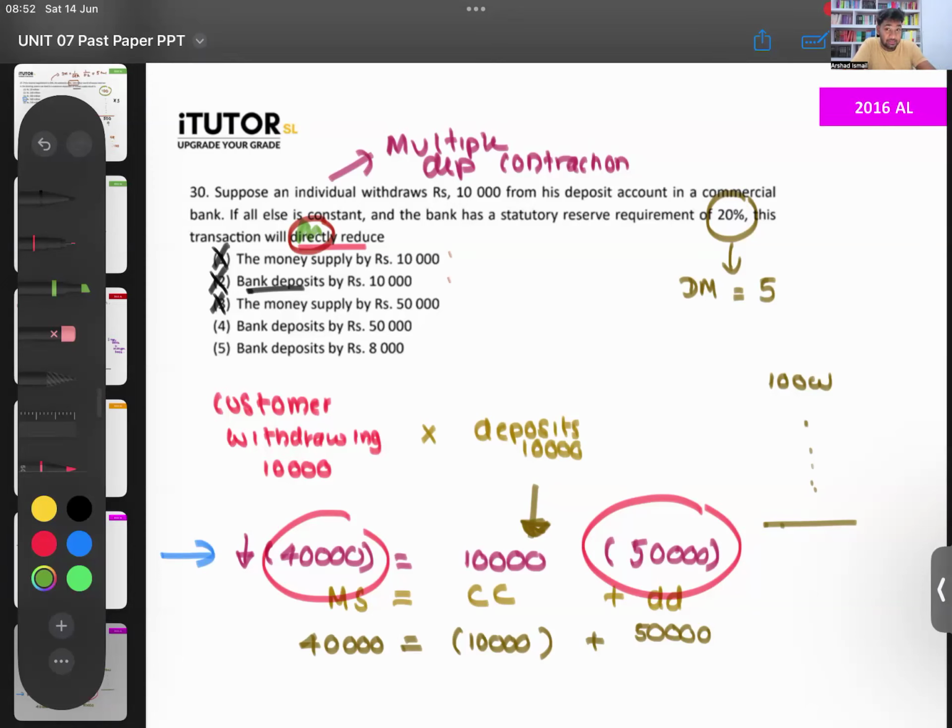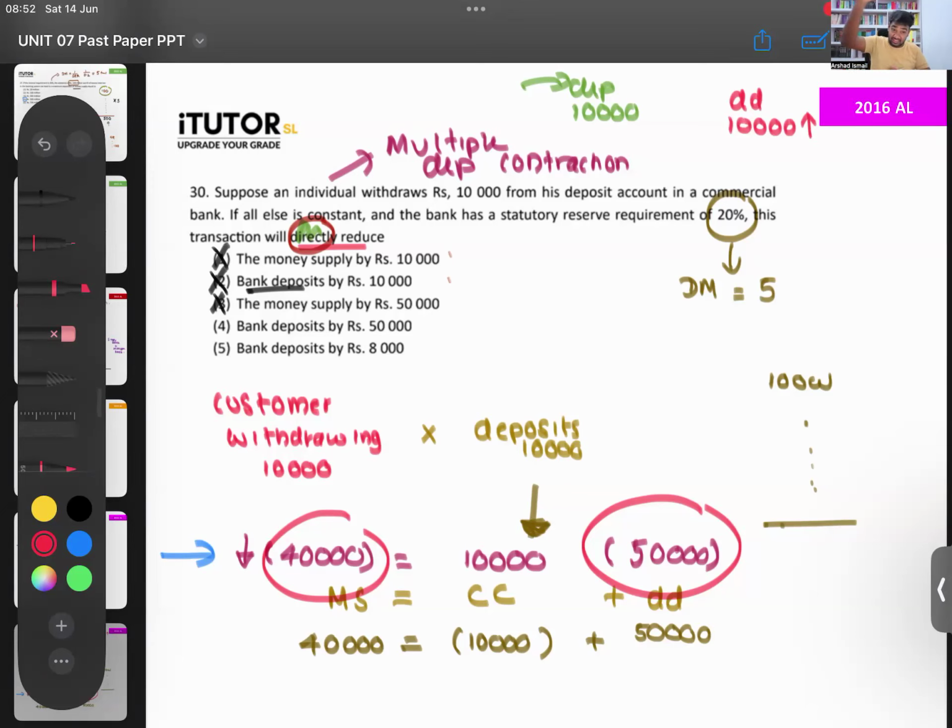Now, what I explained is the total impact. At the end of the day, that's a multiple deposit contraction. Initially, if a customer comes and withdraws, what's the direct impact? Same thing, think of the opposite as a deposit. If a customer deposits 10,000, forget about all the credit creation happening. The direct impact is that the demand deposits of a bank go up by 10,000.